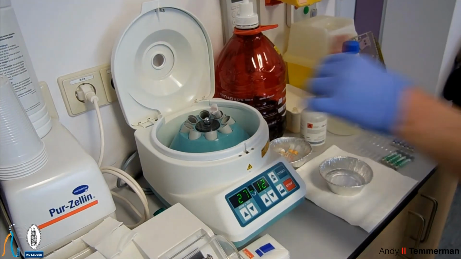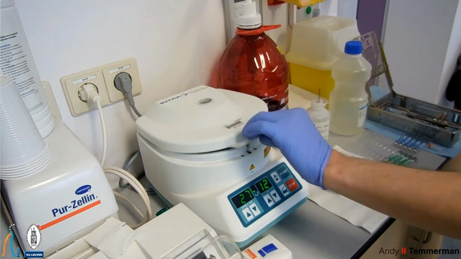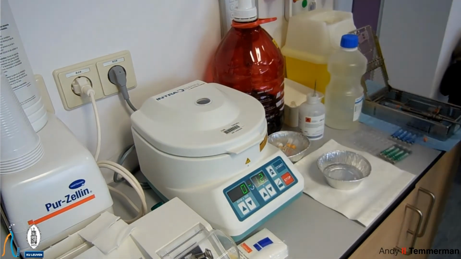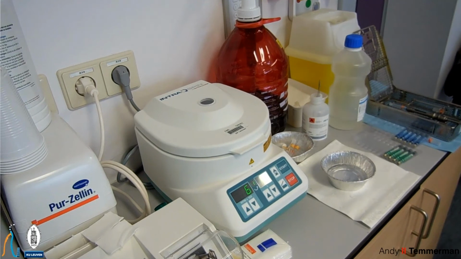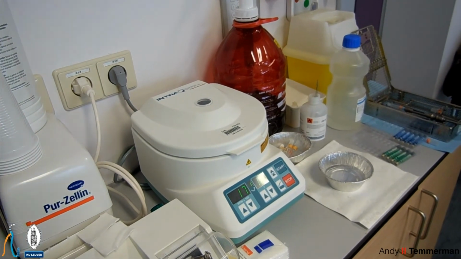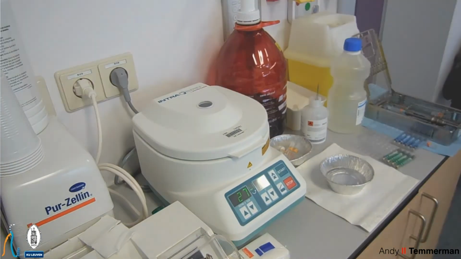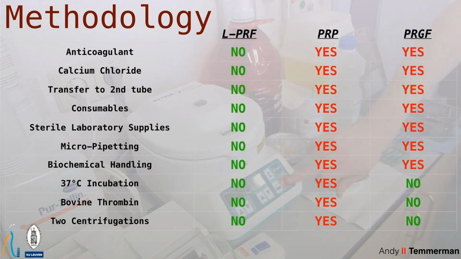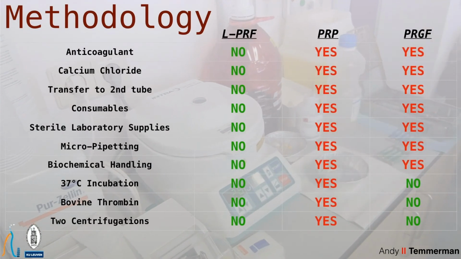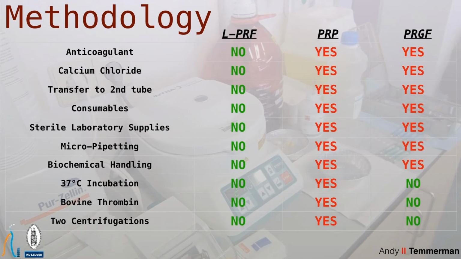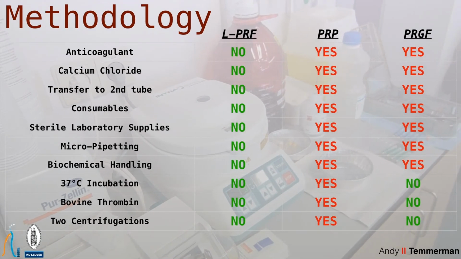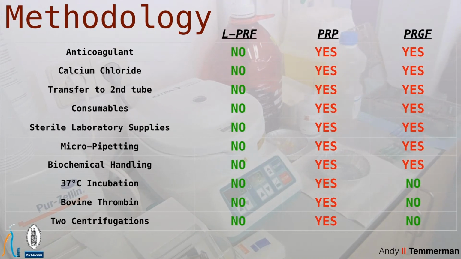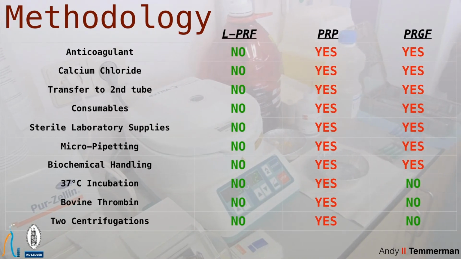Now, when it comes to the methodology, there are quite some differences between the first generation platelet concentrate, so-called PRP-like products, and the second generation, the PRF products. As you can see here in this graph, with PRF there is no need for anticoagulants, no need for calcium chloride. You don't need to go to a second tube. There are no expensive laboratory supplies.